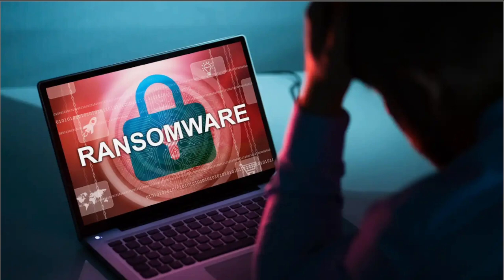There are two main types. Locker ransomware locks your entire device, preventing you from even logging in or using the operating system. Crypto ransomware encrypts your important files, rendering them completely inaccessible without the decryption key.